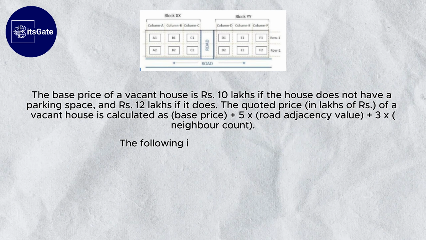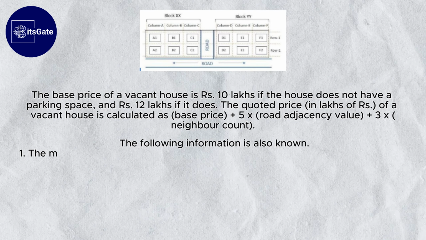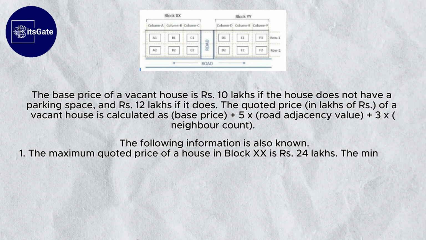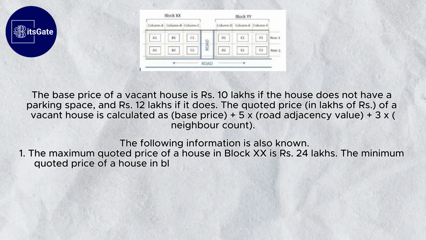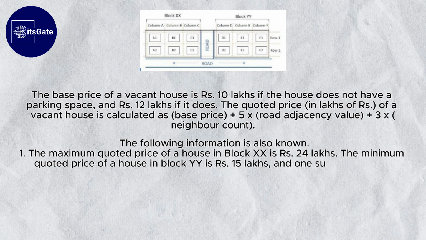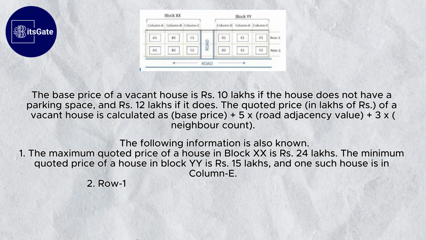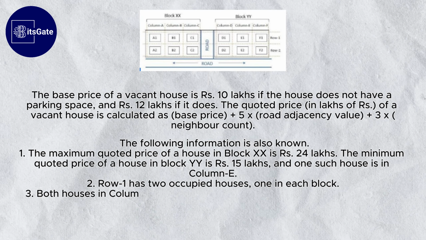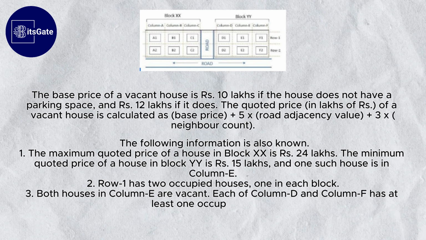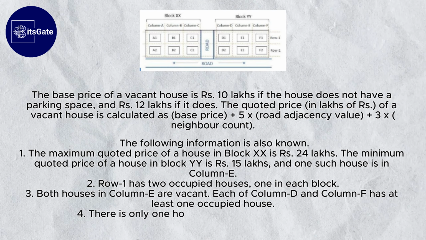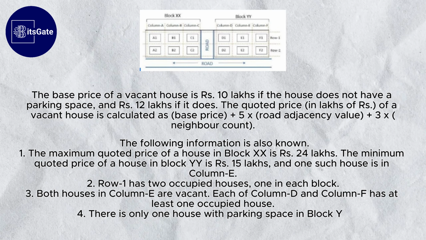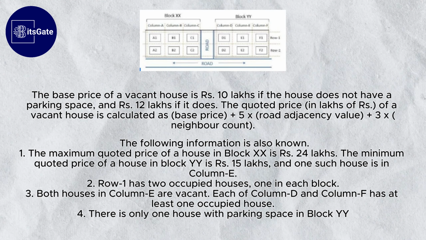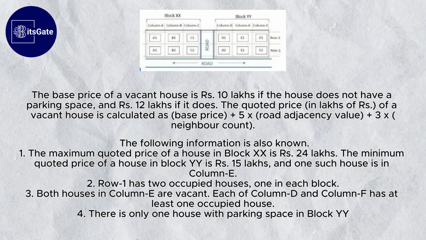The following information is also known. The maximum quoted price of a house in block XX is rupees 24 lakhs. The minimum quoted price of a house in block YY is rupees 15 lakhs and one such house is in column E. Row 1 has 2 occupied houses, one in each block. Both houses in column E are vacant. Each of column D and column F has at least one occupied house. There is only one house with parking space in block YY.